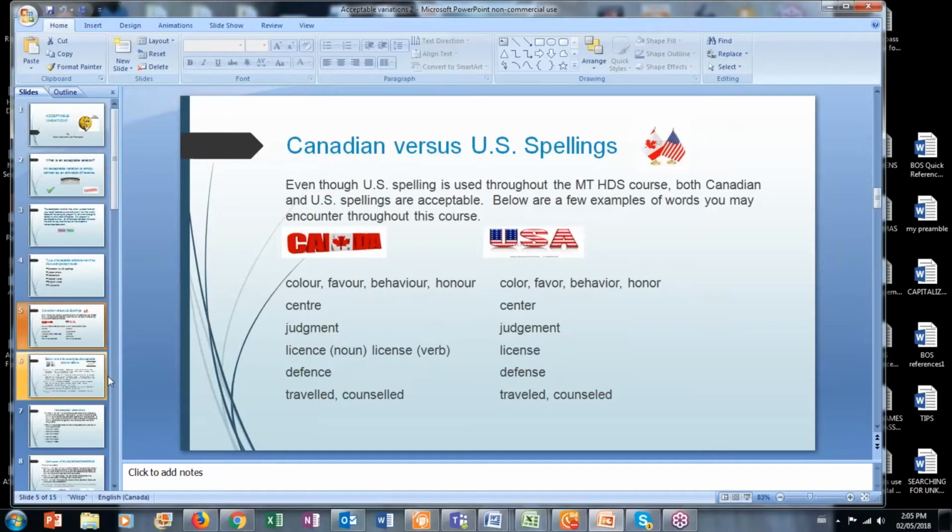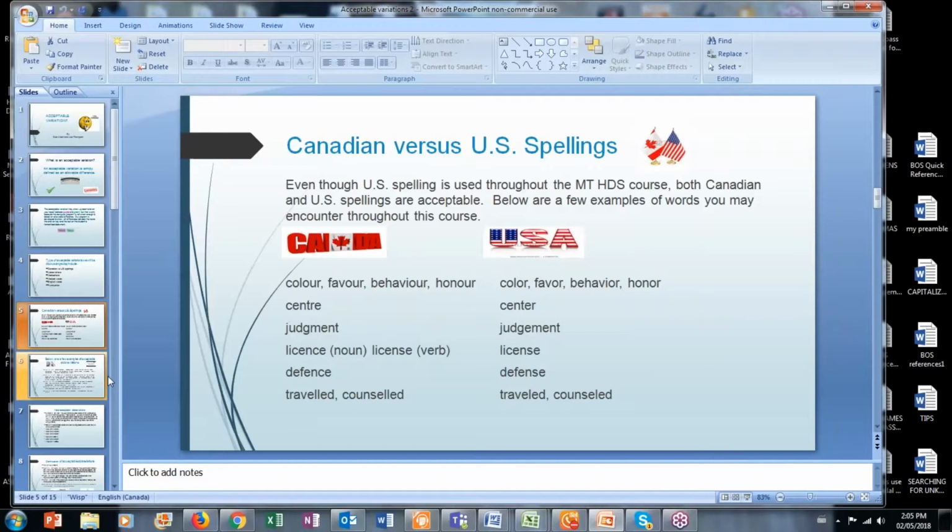Defense is another one. Canada will use DEFENCE. The United States uses DEFENSE. When it comes to the words that have the L in the middle, the United States chooses a single L, and Canada, for many of our words, uses double L, as in travelled, counselled, etc. Both of them are, again, acceptable.